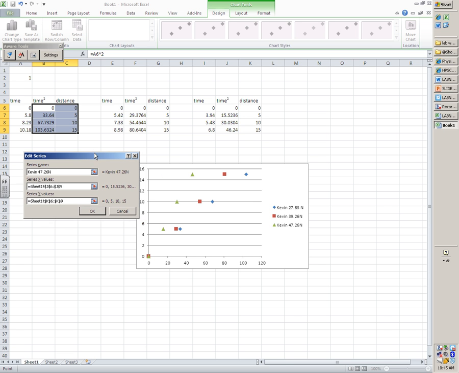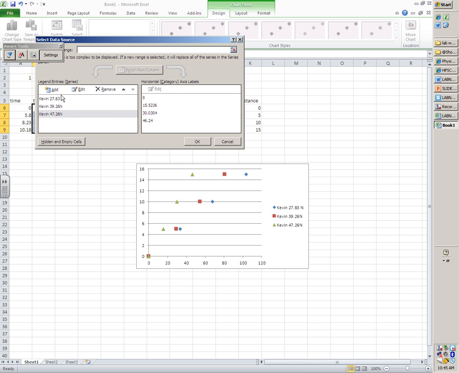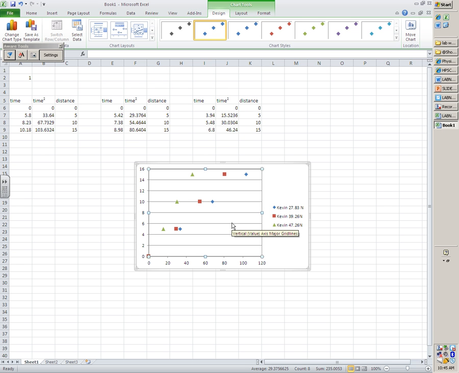So you'll notice that automatically, that third line has come up now. Does that make sense? Okay. So I'm going to hit OK. I've gotten my three sets of data, so I'm going to hit OK here, and that takes me back to my graph.